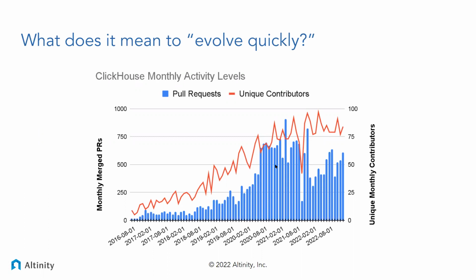And those PRs are coming from many people. The jagged red line is actually showing you the number of unique GitHub contributors every month who are posting into ClickHouse. It's not always the same 75. In fact, over the course of a year, ClickHouse, like in 2022, got contributions from close to 400 people. So this is one of the largest database projects out on GitHub, and it's moving really quickly.